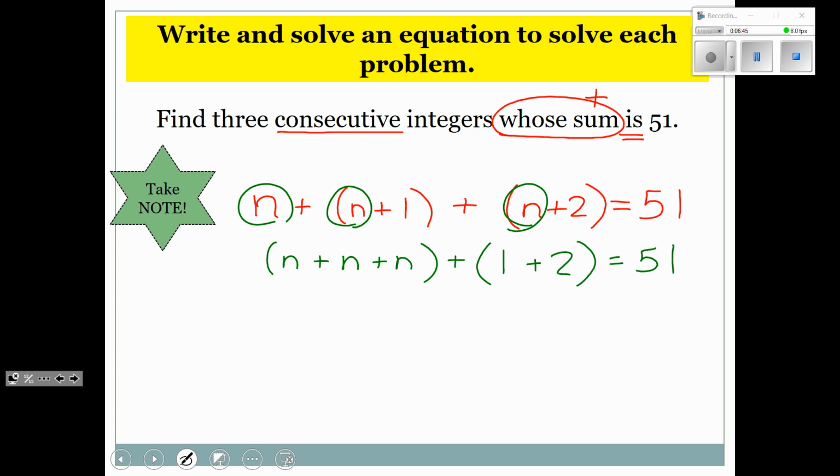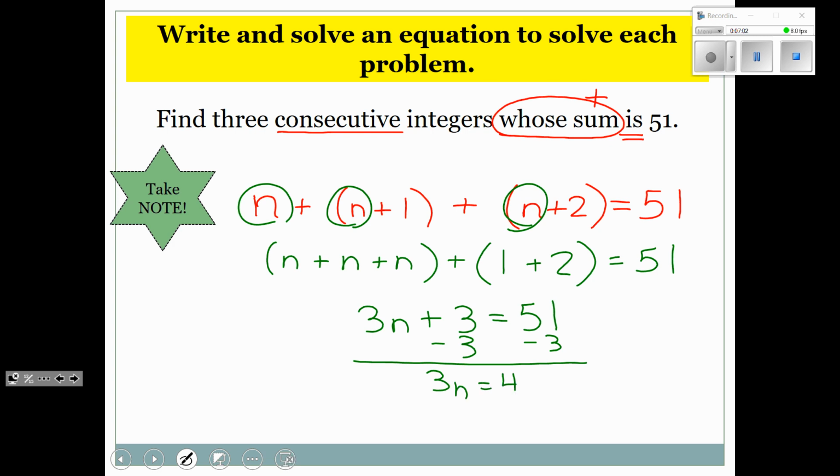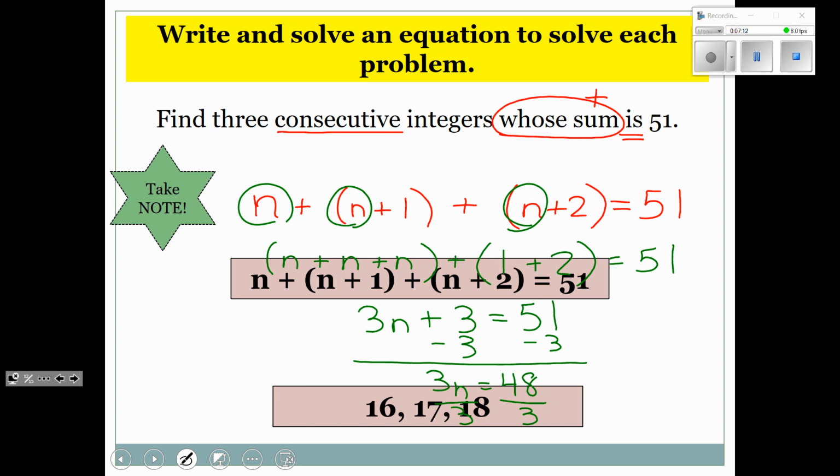Now we simply create a two-step equation. We have 1n plus 1n plus 1n, which is 3n. 1 plus 2 is 3, equals 51. In our two-step equation, we subtract 3 from both sides of the equation. And now we divide both sides by 3, and we know that our first number is 16. I should back up so that those aren't on the screen.